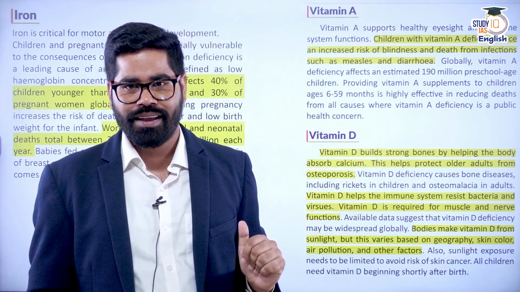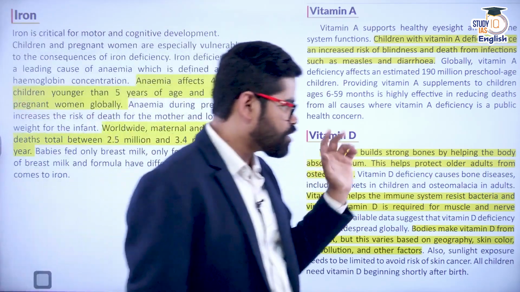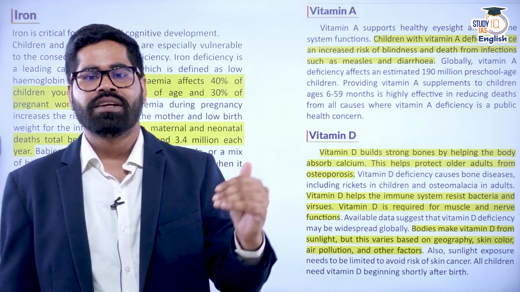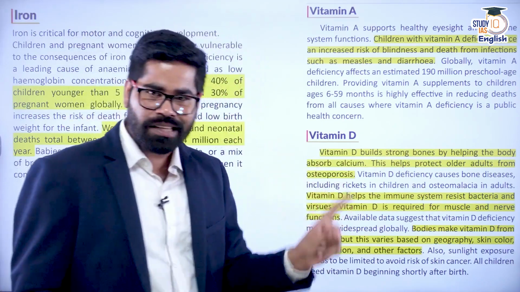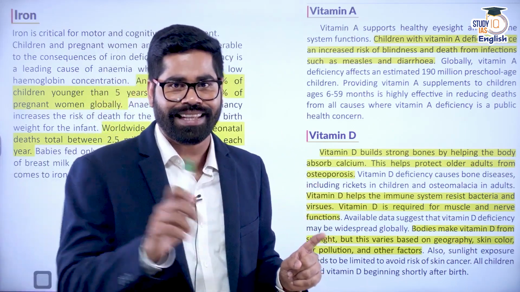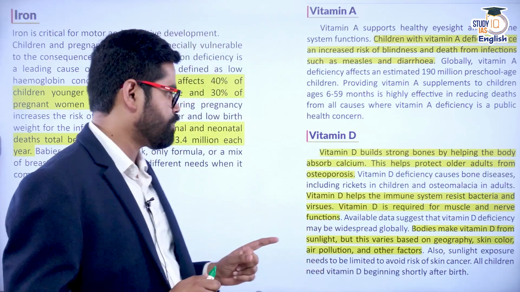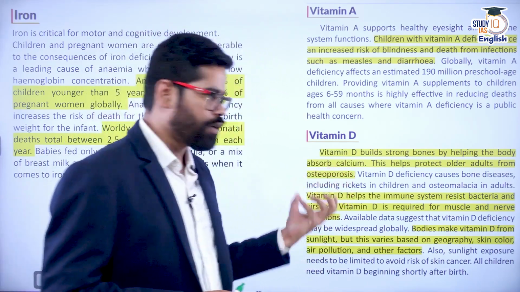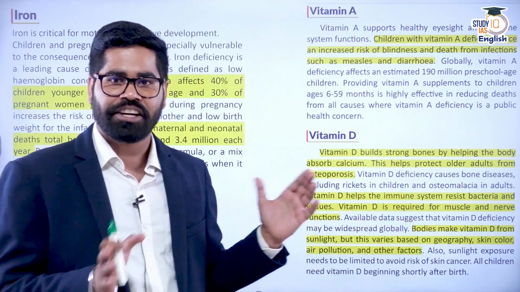If we talk about vitamin D, it helps in building of strong bones. It also helps in absorption of the calcium, and thus it helps in formation of strong bones. Osteoporosis in adults can be prevented if they are having adequate amount of vitamin D.